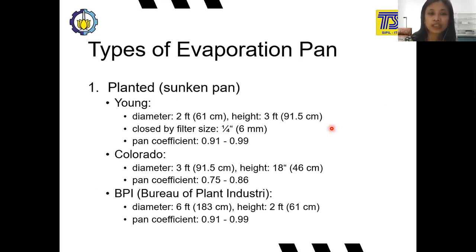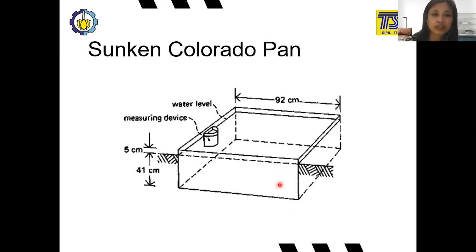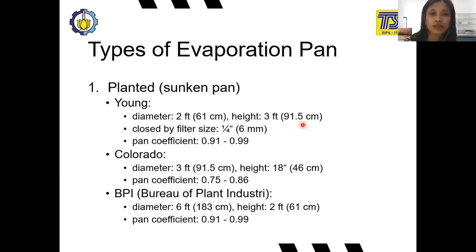So for example, for the planted or sunken evaporation pan, there are 3 types, but the most commonly used is this type here, the sunken Colorado. The second one is this sunken Young evaporation pan. The differences between those types are the size. Usually it's different. It depends on the necessity and on the area available for the installation of the evaporation pan.